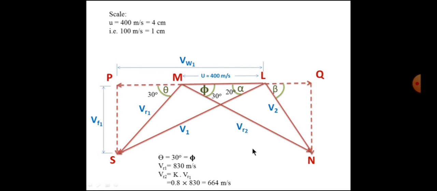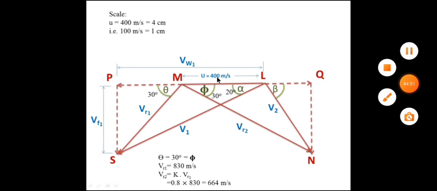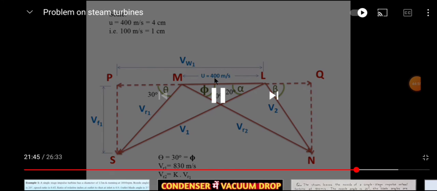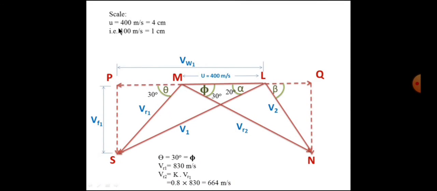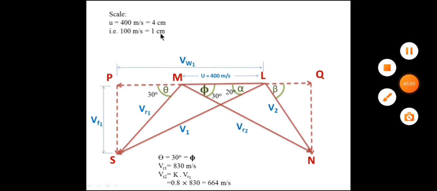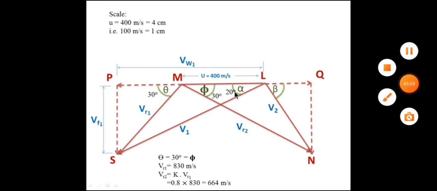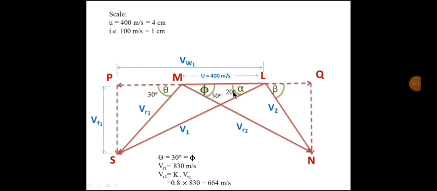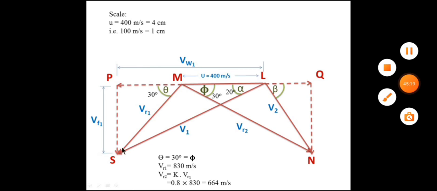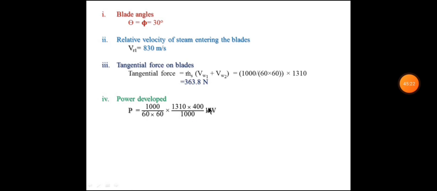Now based on this, we can have a quick revision as well. First of all we started with segment ML. Segment ML is representing the blade velocity U, and it is given in the question that U is equal to 400 meter per second. So we have assumed the scale that 100 meter per second equals 1 centimeter. That's why 400 meter per second equals 4 centimeter. So this line should be of 4 centimeter. We have taken an angle of alpha as 20 degree. It is given in the question, and we have drawn a line for V1. So V1 is equal to 1200 meter per second. So that's why a line of 12 centimeter.